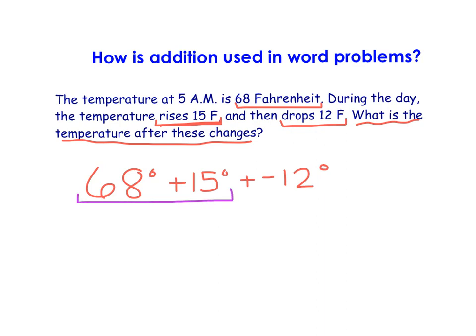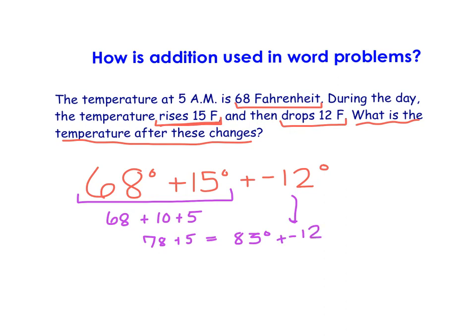So here we have 68 degrees plus 15 degrees. That one might not be easy to do with a number line because I don't have a number line that big, but this is really saying 68, and then I can break the 15 up into 10 and 5. So 68 plus 10 is 78, and 78 plus 5 is 79, 80, 81, 82, and 83. So here I'm at 83 degrees.